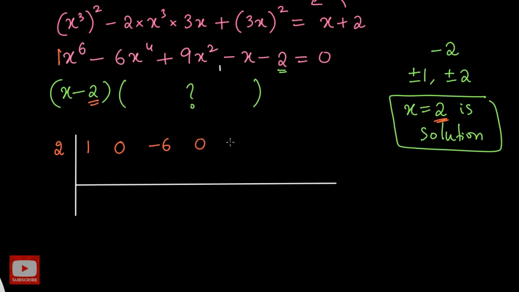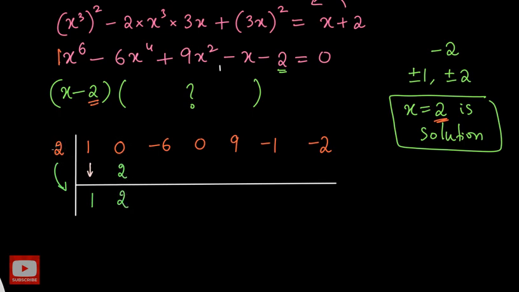X square's coefficient is 9, then x coefficient is minus 1, and we write the constant term also. Now how do we do the division? We bring this 1 to the denominator, and we have to multiply the 2 to whichever number comes in the denominator, and we have to go on adding. 2 times 1 is 2, right? Now we have to add 0 plus 2 is 2.